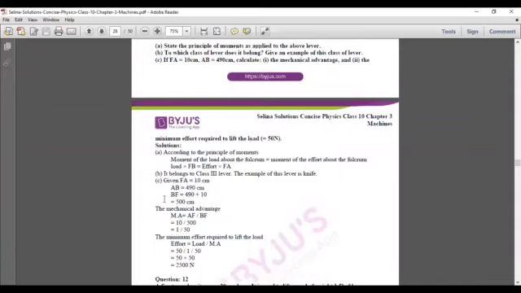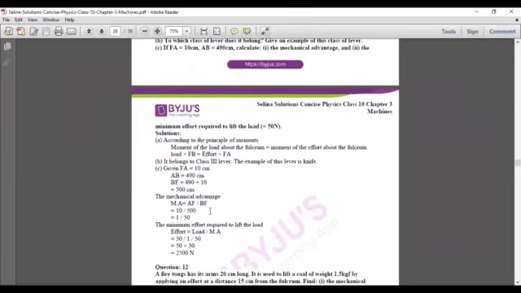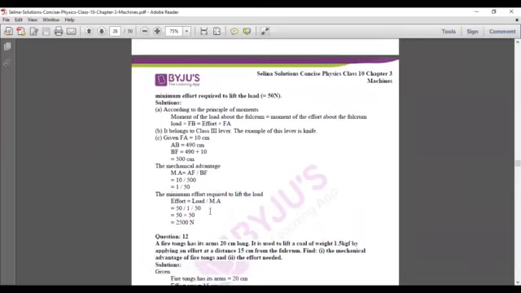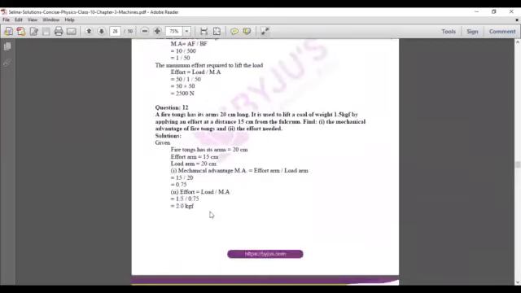So BF, the total length, will be how much? 500 centimeter. Mechanical advantage is nothing but effort arm by load arm. Effort arm is 10 centimeter, load arm is 500 centimeter, so mechanical advantage is 1 by 50. The minimum effort required to lift the load is load divided by mechanical advantage. So 50 divided by 1 by 50 will be 2500 newtons.